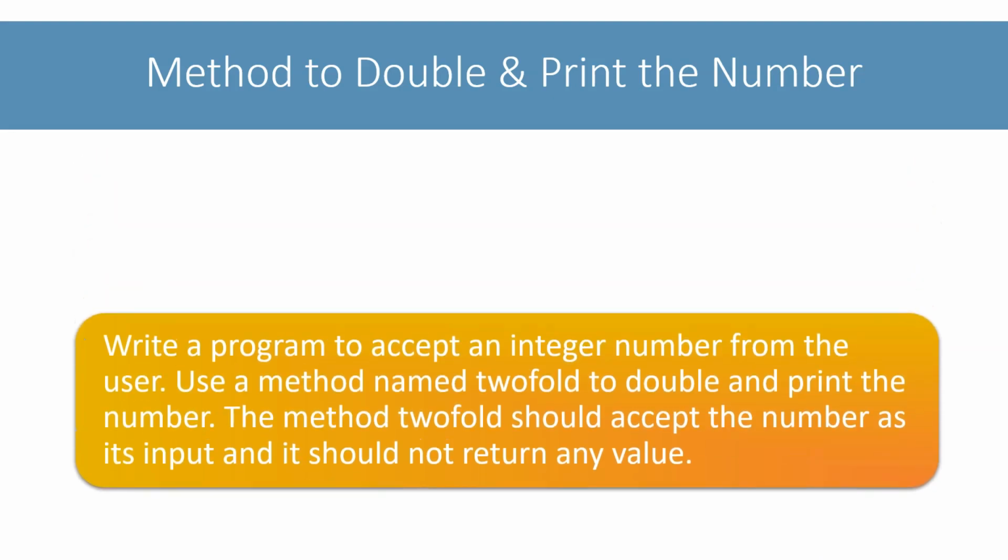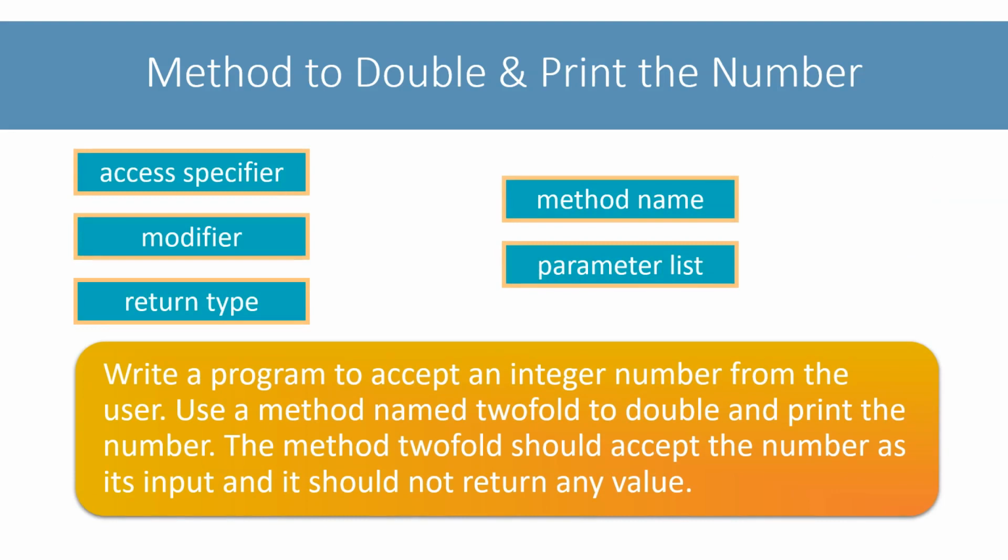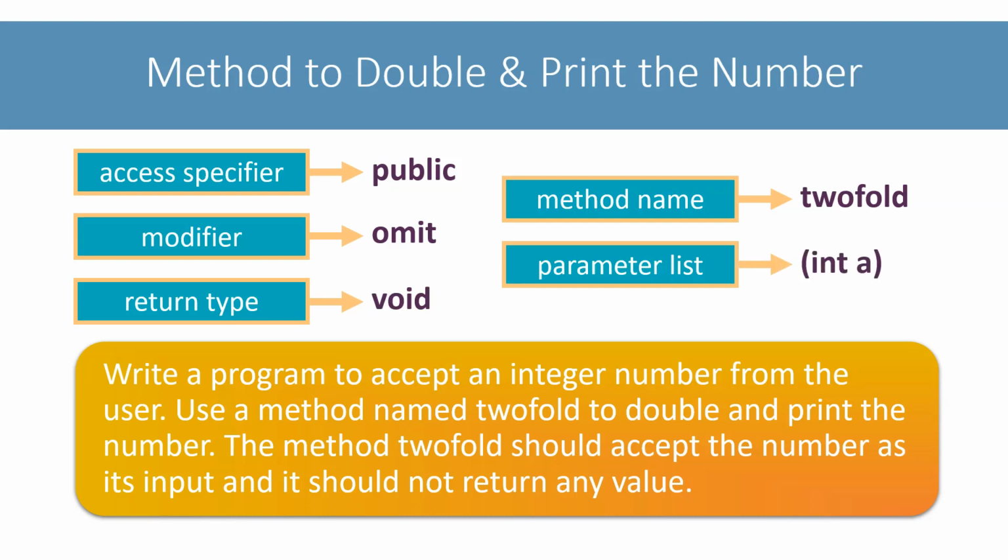So, what will be the prototype of our method? Method name is given in the question as twofold. Access specifier will be public, no modifier. As the method should not return any value, its return type is void. It takes one number as input, so its parameter list contains a single int variable as argument. We have all the details of the method prototype, so let's switch to BlueJ and write it now.